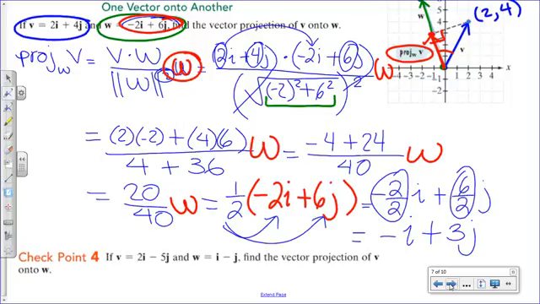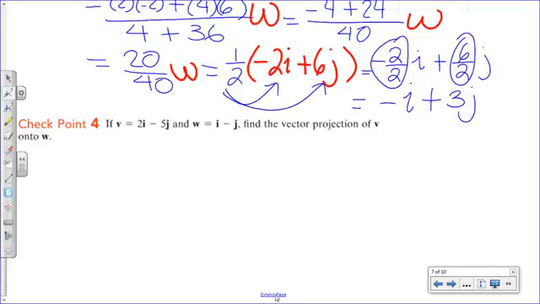Okay, so the checkpoint 4, I'm going to leave that problem for you to work on. And just in case you are curious, the answer for that one is equal to 7/2 times i, not plus, minus 7/2 of j. And that will be the answer for the question, what is the vector that represents the projection of V onto W?